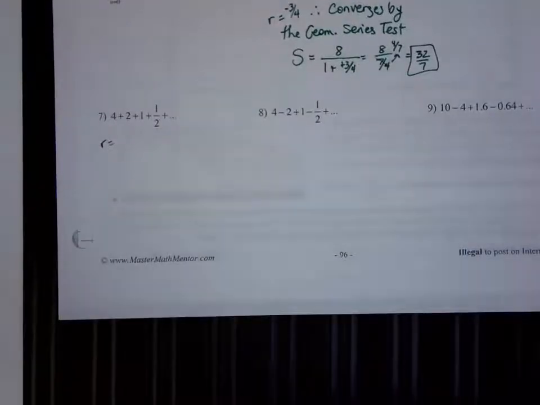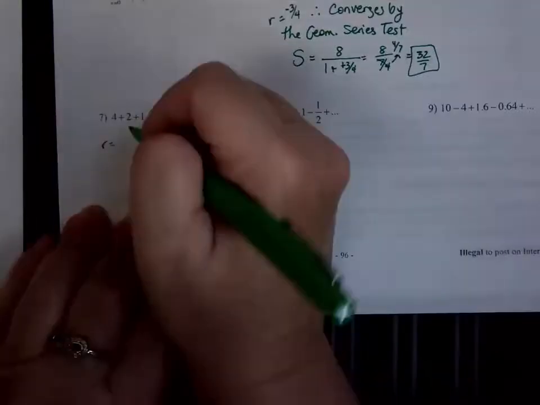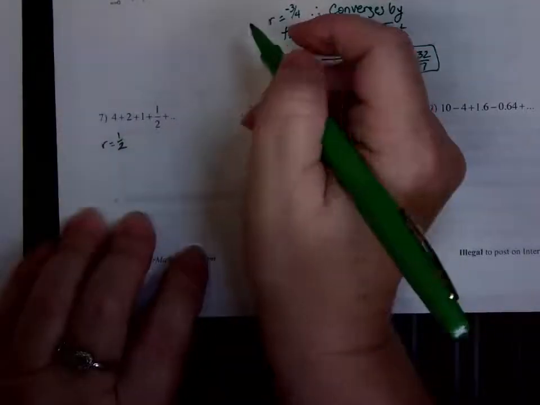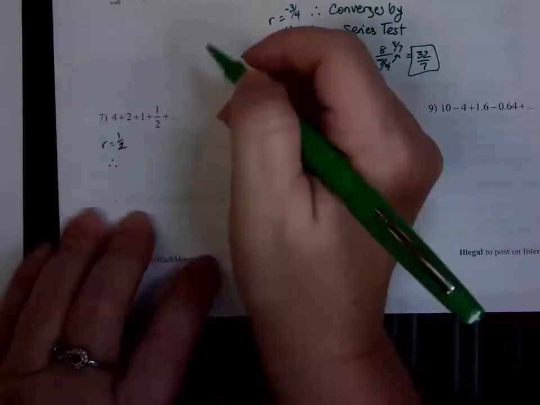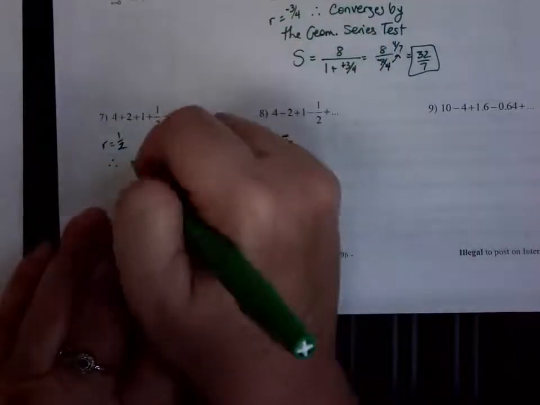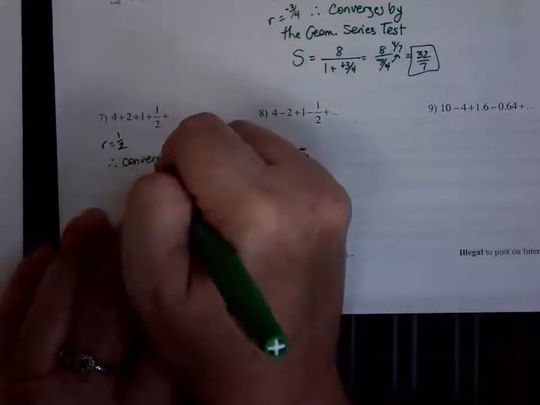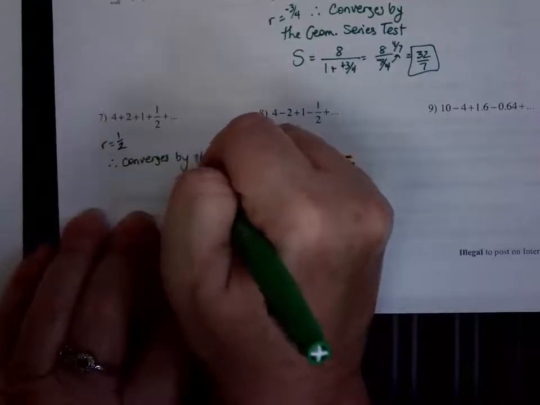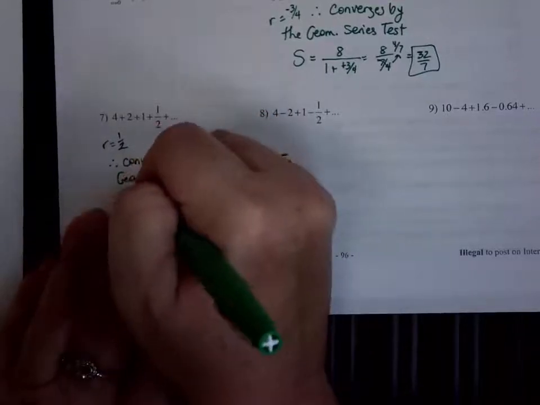Now, what is R? 1/2. Okay, how did you get that? It's decreasing by 1/2 every time. Another way, if it's not as obvious as that, it's the second term divided by the first term. That always works, okay? So R equals 1/2 in this case. Is it going to converge? Yes. Therefore, it converges by the geometric series test.